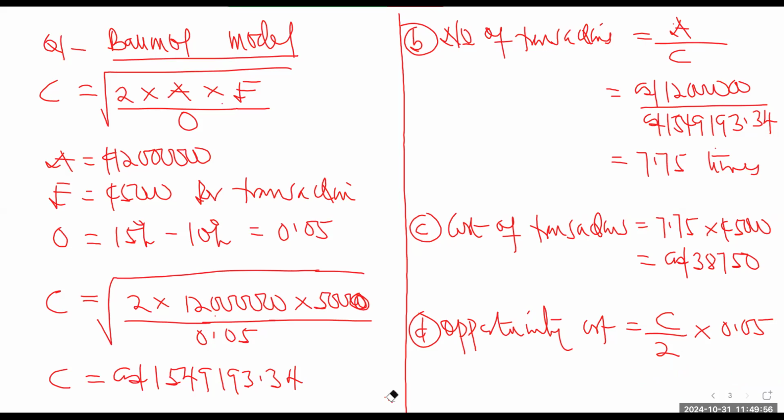So we have this figure to be, you find the average size multiplied by the holding cost. The holding cost is the opportunity cost. So 1,549,193.34 divided by 2 multiplied by 0.05. How much are you getting? 38,729.83 cedis.